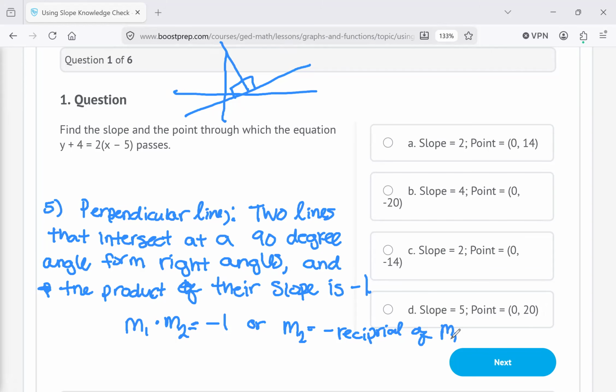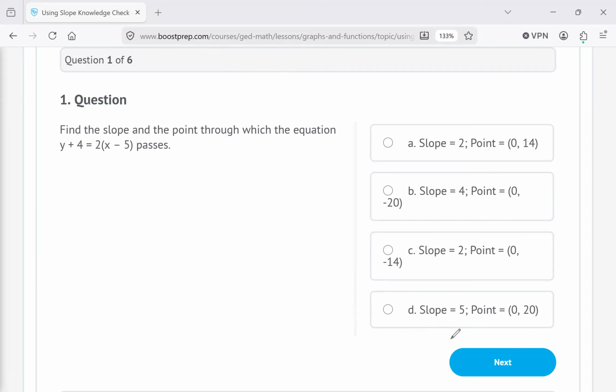I believe there are about 6 questions. So I'm going to clear the board and do the first one. Question one says, find the slope and the point through which the equation y plus 4 equals 2 times the quantity x minus 5 passes.